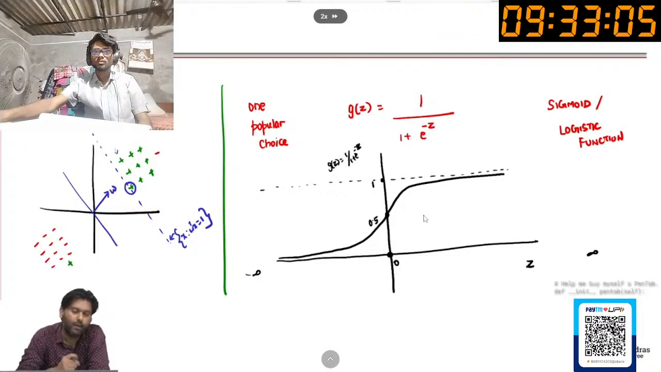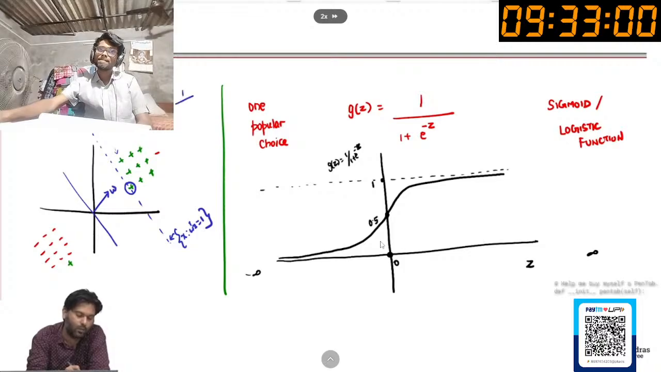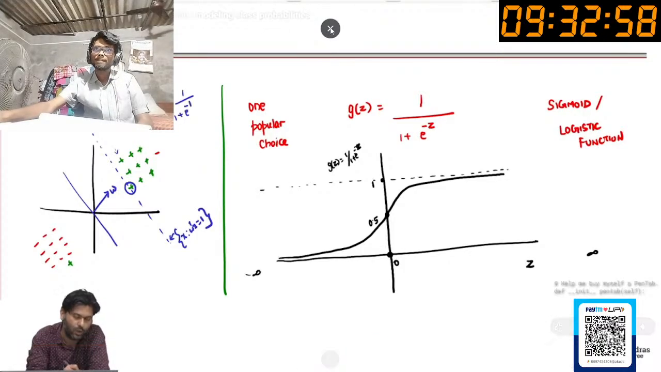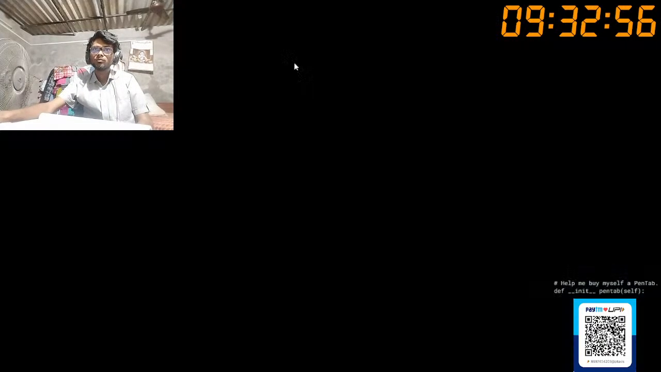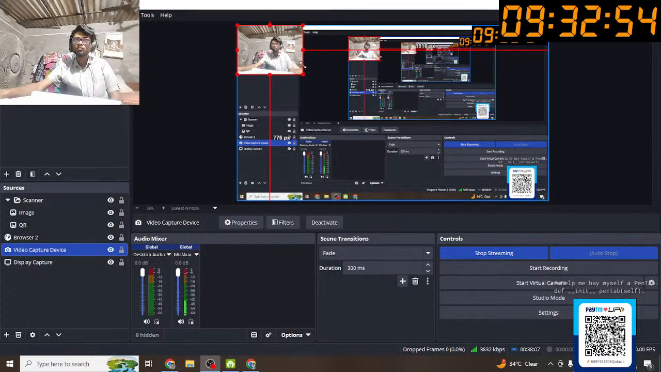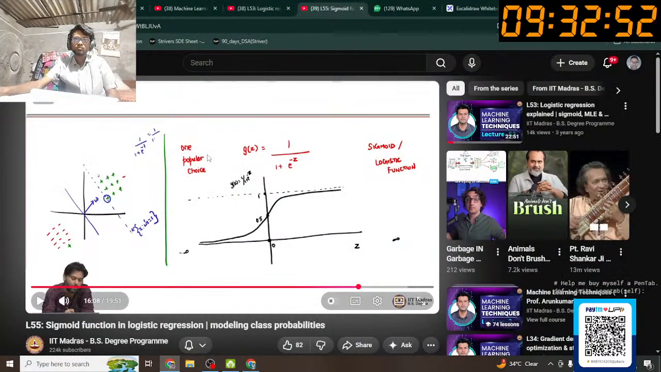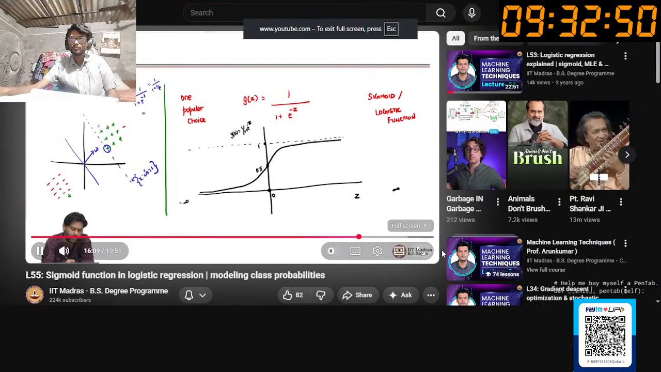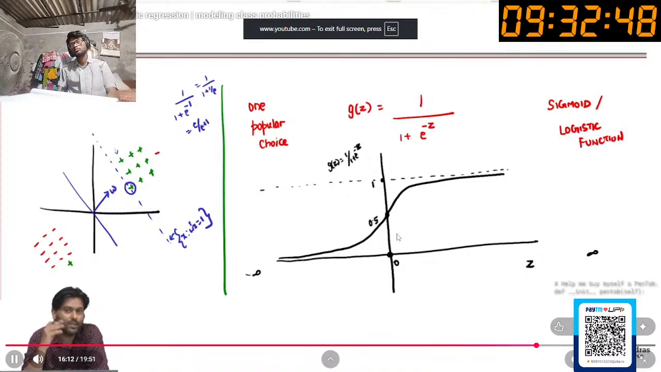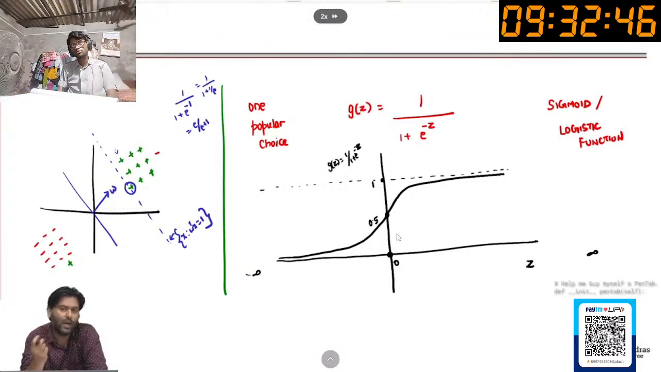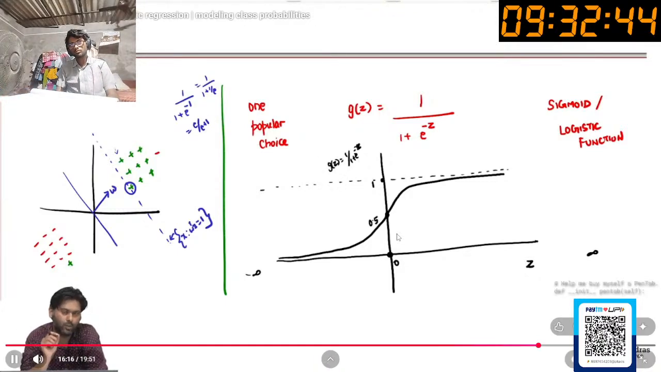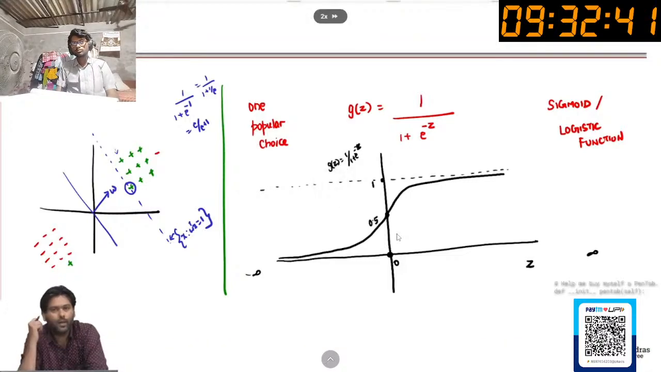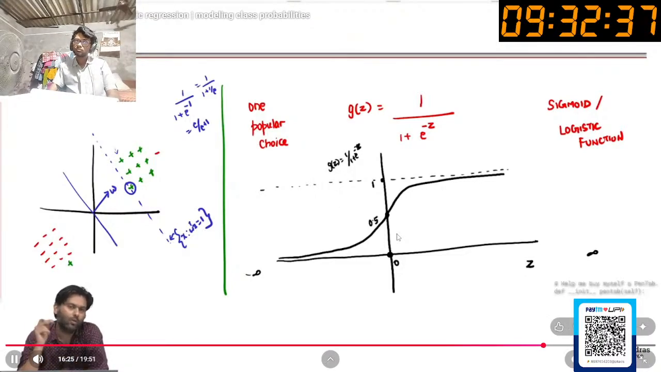Which means that I have actually tossed a coin whose probability of coming up heads is 1 by 1 plus e power minus 1, which is 1 by 1 plus 1 over e, which is e by e plus 1, right? So this is the chance with which this point gets labeled as +1. So I've tossed a coin whose bias, the probability of falling heads, is e by e plus 1.